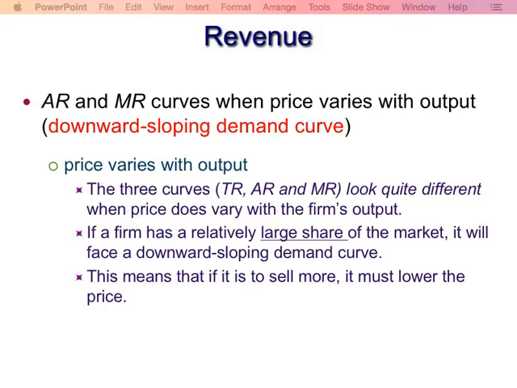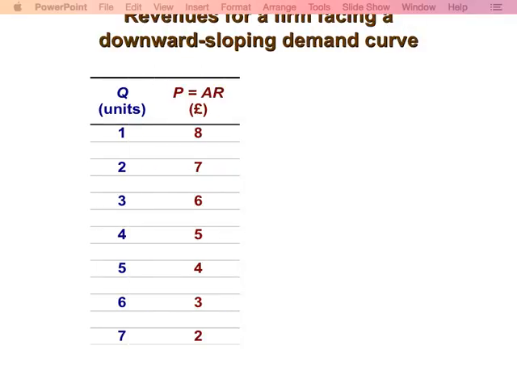Then the three curves will be different. They won't be constant, and they aren't equal as well. Here is an example. Price is average revenue. That implies it must be the demand curve, because remember, price is determined by the demand and supply decisions, yeah? At different quantities, we have different prices. So average revenue becomes the price again in this case.